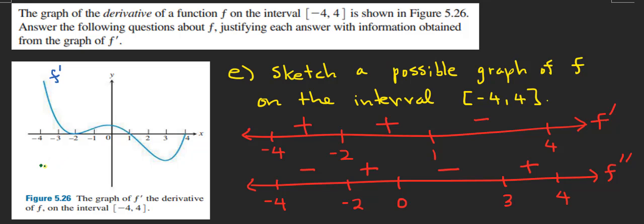So from negative 4 to negative 2, f is increasing and concave down. So it might look something like this. Increasing and concave down. Now what's the next interval that we need to look at? It's from -2 to 0. What's happening? f is increasing and concave up, because they're both positive. Increasing, concave up.